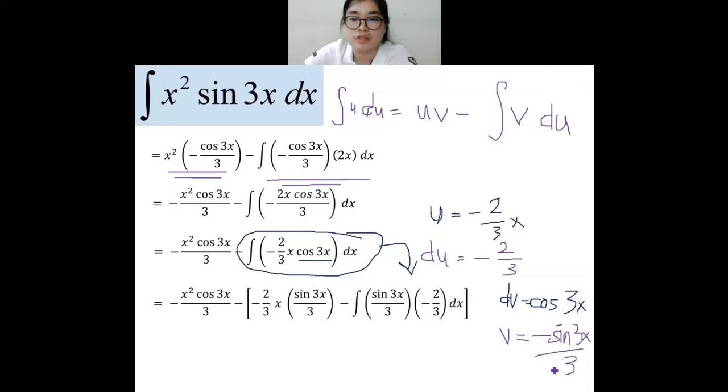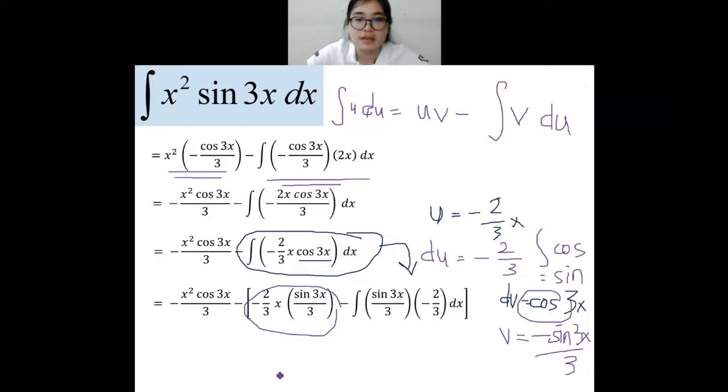So we take the u times the v, we will get here u times the v, and then here the v turns back the du. Oh wait, sorry. If integration of cos, I'm wrong. If integration of cos, we will get back positive sine. Okay, positive sine. This one is wrong. Let me erase it. All right, so we will get this.